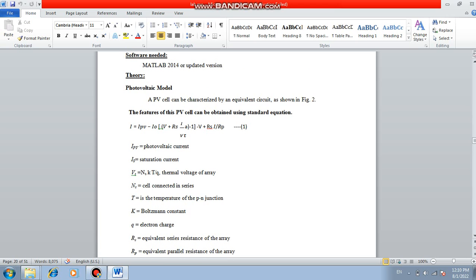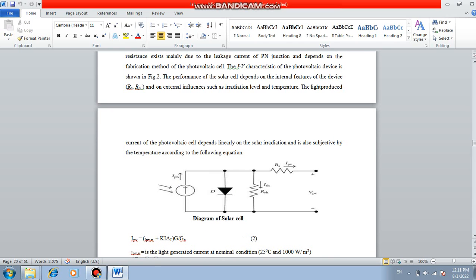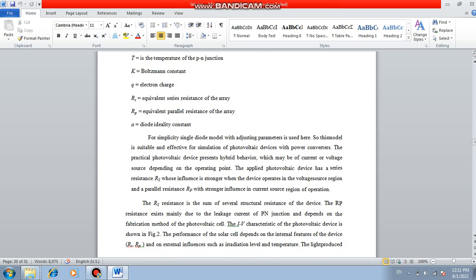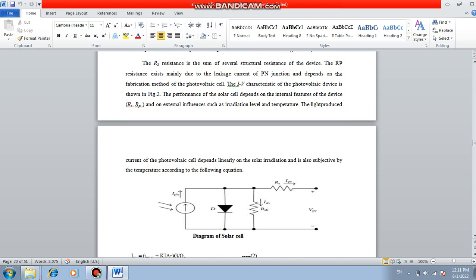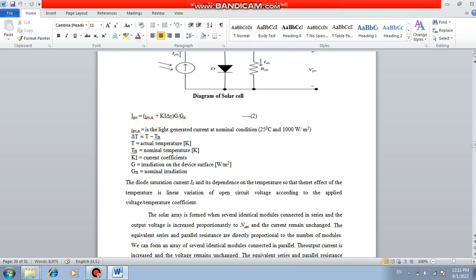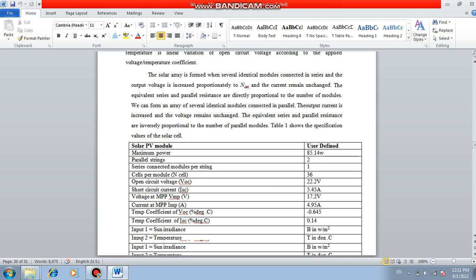The theory behind this is the photovoltaic model. The model is given in this figure, which is a diagram of a solar PV cell. We all know the parameters and equations behind this PV cell; the derivation is already there, you can refer to it. Here, T represents the actual temperature, Tn the nominal temperature, Ki the coefficient, G the irradiation of the device surface, and Gn the nominal irradiation.